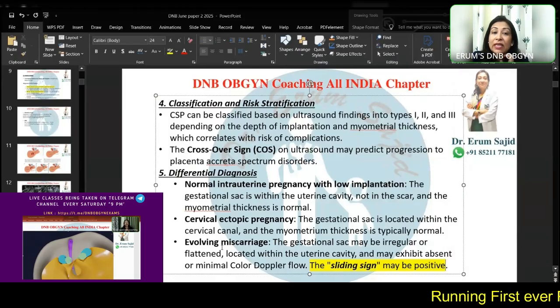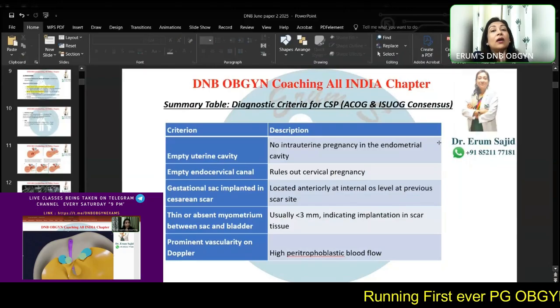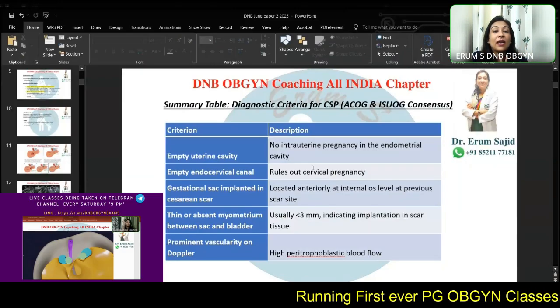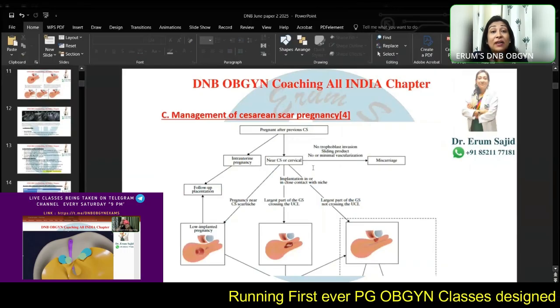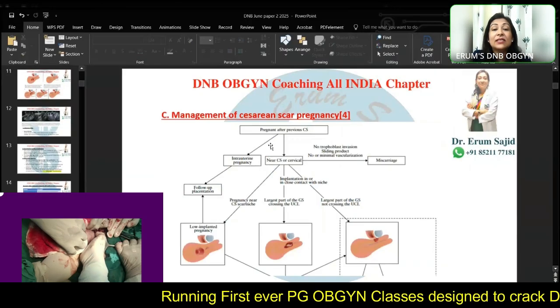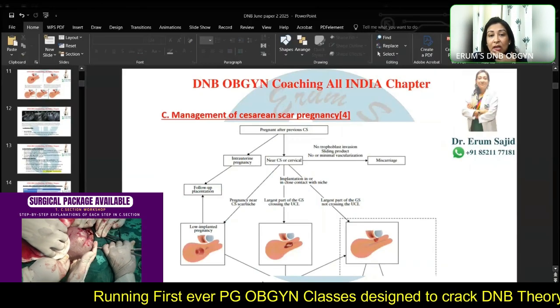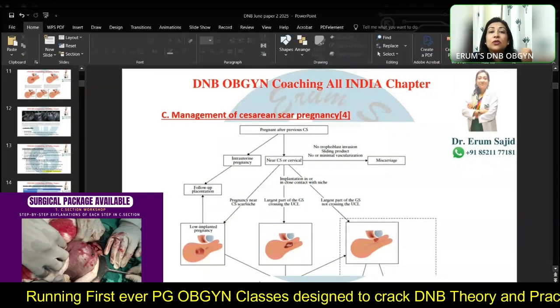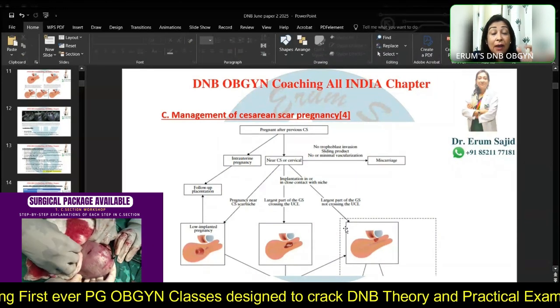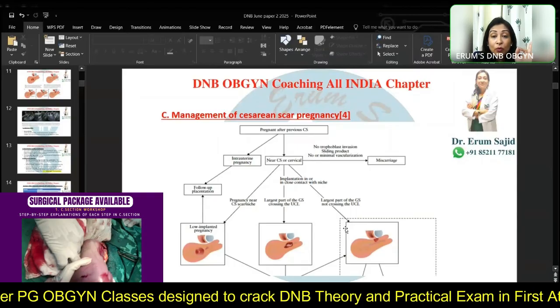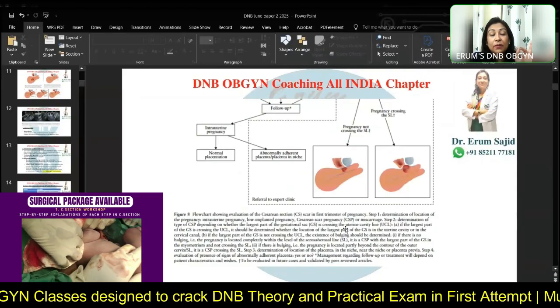Clear? So this is the summary table for workup of cesarean scar ectopic pregnancy. But if I ask you to manage this pregnancy, this is how you will do it. Of course, you start first by a proper diagnosis that we are dealing with a cesarean scar ectopic.